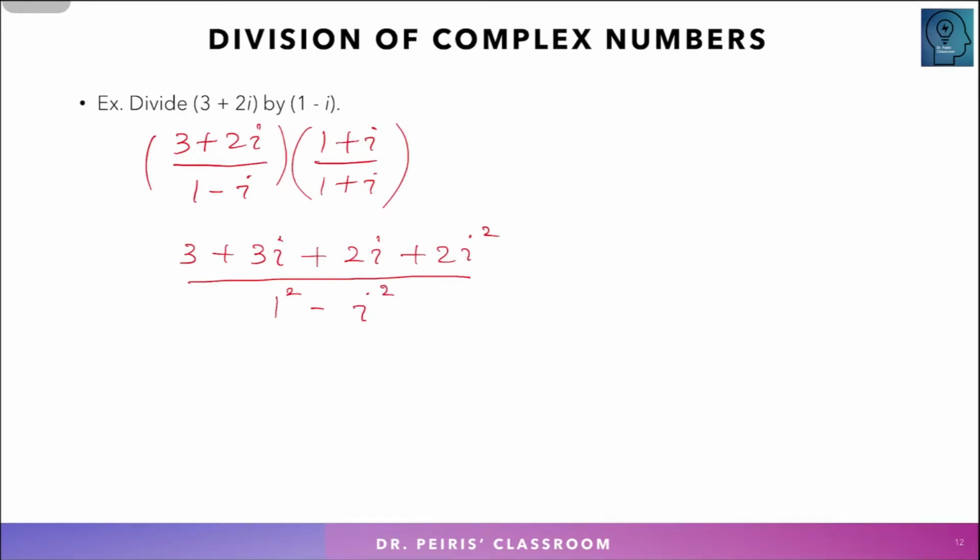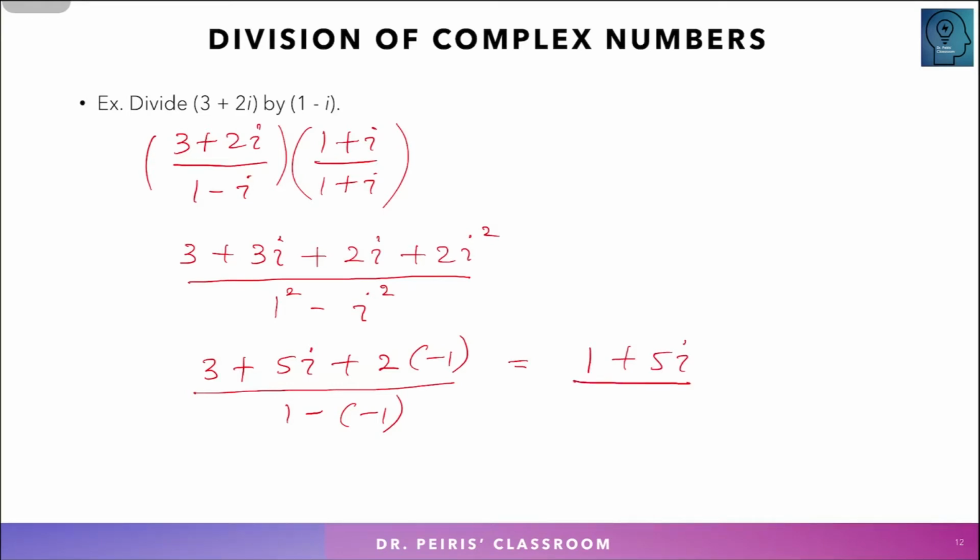Now let's simplify the numerator. So 3 plus 2i plus 3i, which is 5i, plus 2i squared, which is negative 1. So 1 minus again i squared, which is negative 1. So what's on the numerator? 3 minus 2 is 1 plus 5i. Denominator is 1 plus 1, which is 2. Now we write this in the standard form. So 1 over 2 plus 5 over 2 i. You divide both 1 and 5 by 2. So this is the final answer.